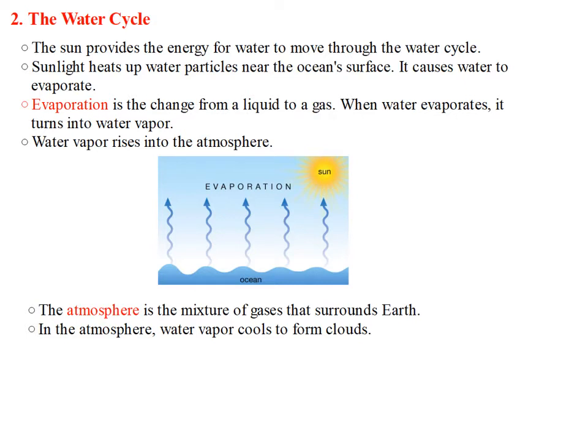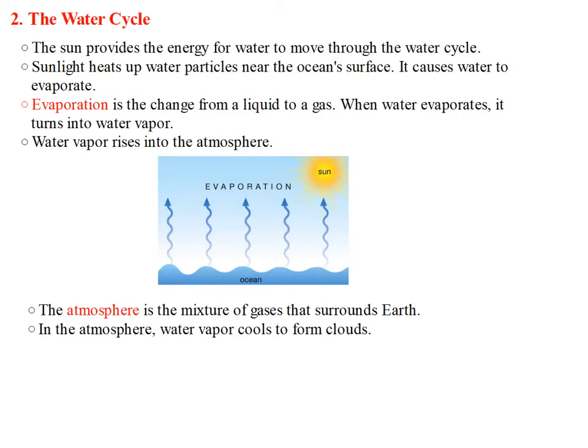Now, let's see the water cycle in detail. The sun provides the energy for water to move through the water cycle. First step. Sunlight heats up water particles near the ocean's surface. It causes water to evaporate, and we have seen before that evaporation is the change from a liquid to a gas. So when water evaporates, it turns into water vapor, and this water vapor rises into the atmosphere. And this process of evaporation is seen in the picture.